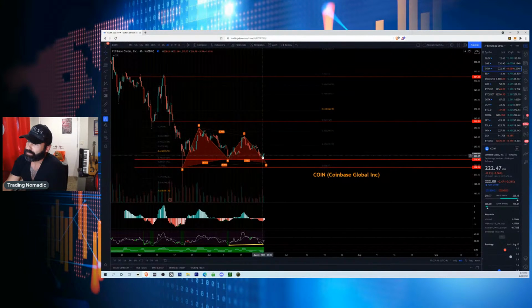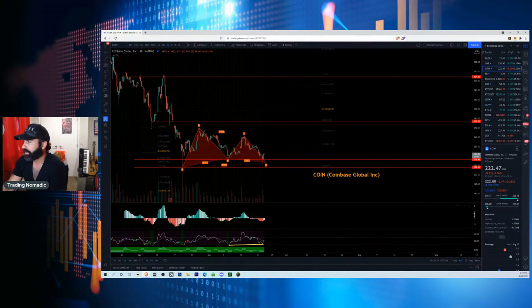Not only do we have this same type of wick here once we broke underneath that resistance, the same type of wick we had back here, but you've got this piercing line reversal Japanese candlestick. And not only that, if you look here on this low at our B point, you've got a lower low here on our D, so a lower low on the price.